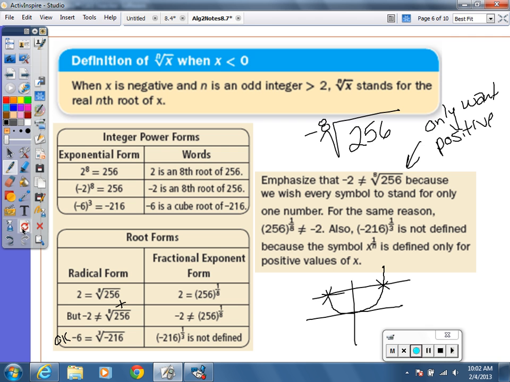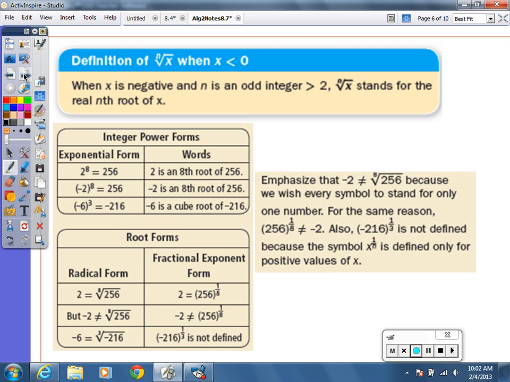So there are lots of things where some of the rules work, some of them don't. You're not going to be hammered so much on your test on notation, except they do want you to realize that that symbol has to be for positive values only.